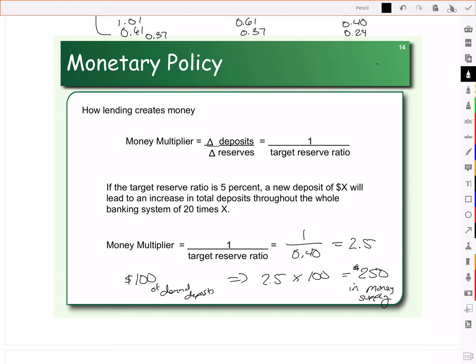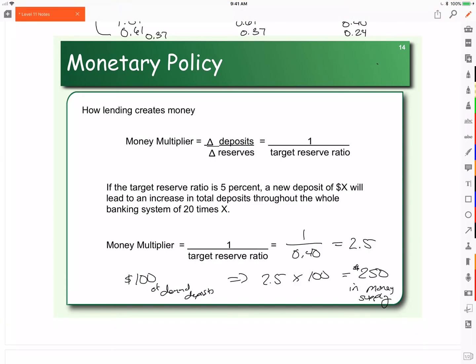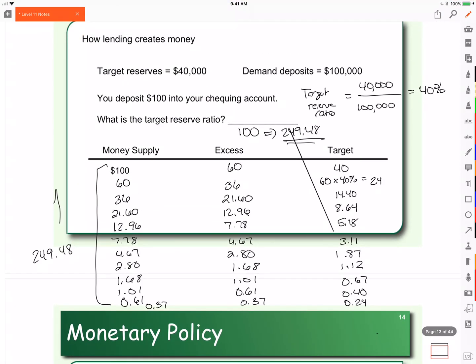Well, let's compare that to what we just calculated. We found that $100 deposited into our checking account became $249.48. Well, why didn't we end up at $250? Well, we didn't keep going and get every single penny that was lent out. If we would have kept going, we would have ended up at $250.